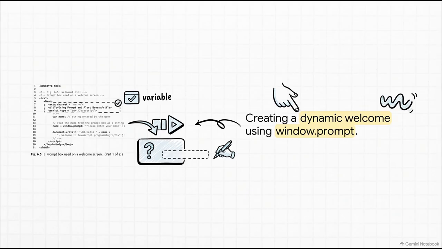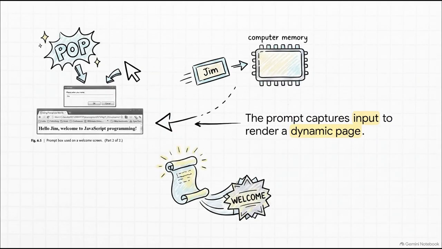And in practice, it is so cool to see. The prompt pops up, collects the input, let's say Jim, saves it into our variable in the computer's memory, and then instantly uses it to render a completely personalized welcome message. We've literally generated custom content on the fly, based entirely on what the user told us.